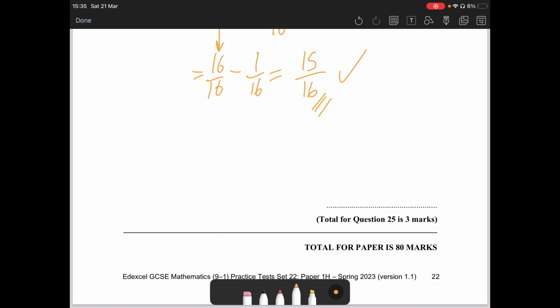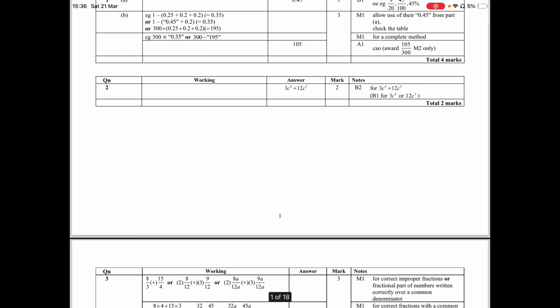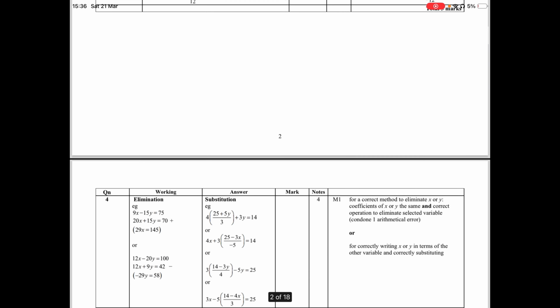All right, well done for tuning in, and mark schemes are coming in just a sec. Okay, right, here's the mark schemes, so you know what to do. I will scroll slowly, and you pause whenever you need to.